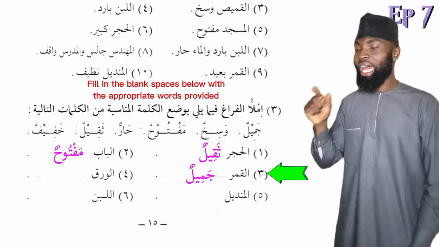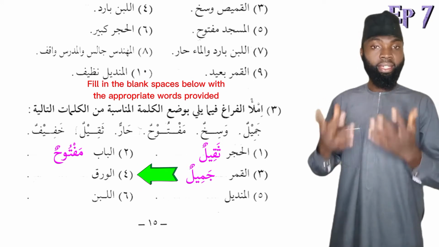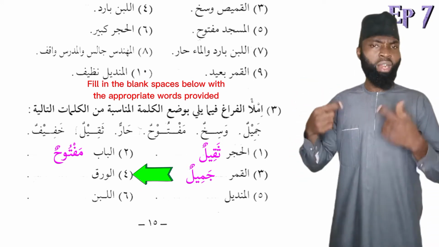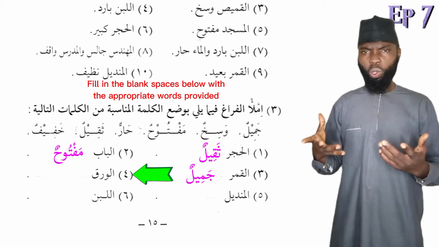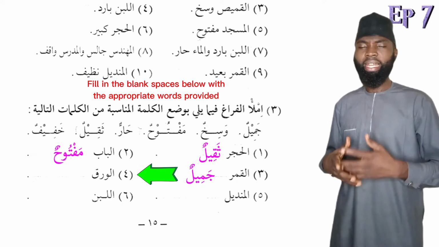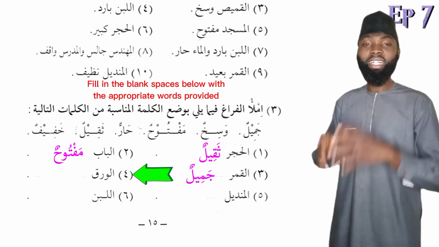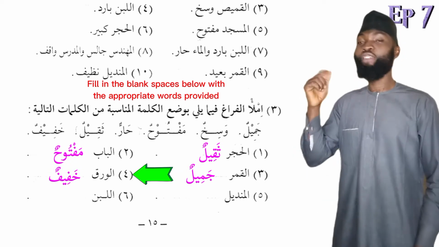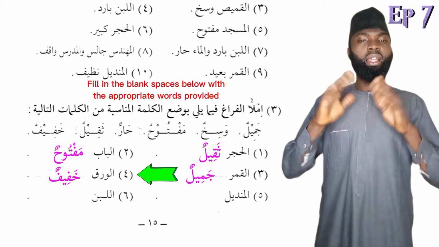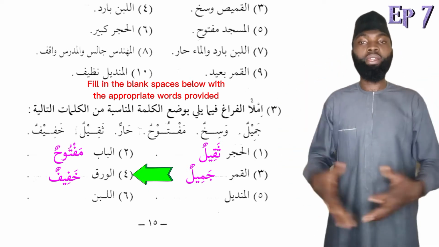So we have al-waraku, the leaf or the paper. What can we say about it? Can we say harrun, it is hot? No. Can we say maftuhun, open? No. Can we say thaqilun, heavy? No. Let's use the word that corresponds to this: khafifun. Al-waraku khafifun, the leaf is light. A leaf is usually light, not heavy. Khafifun is the opposite of heavy, light.